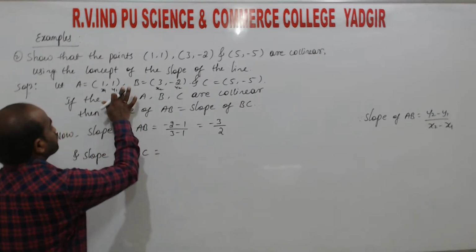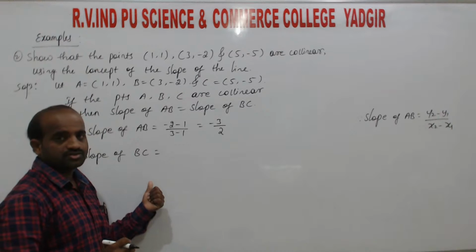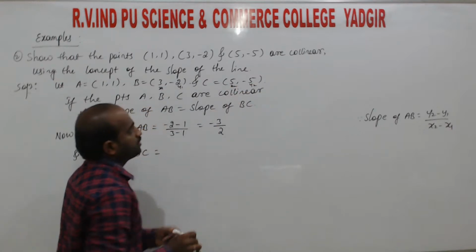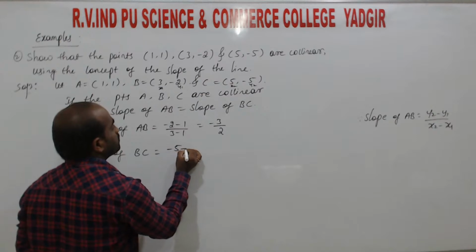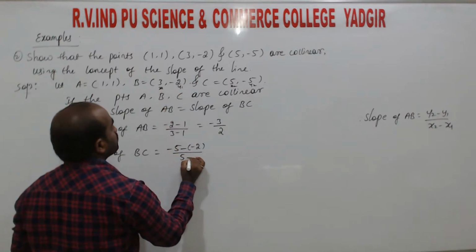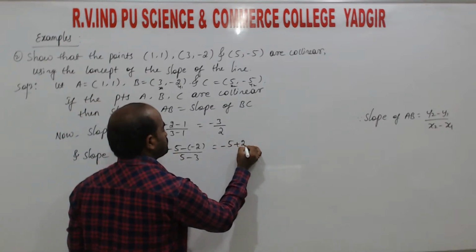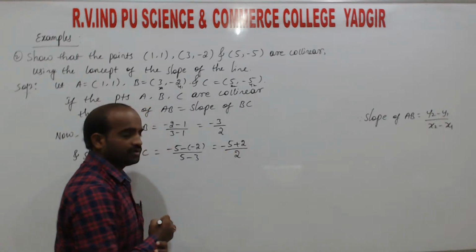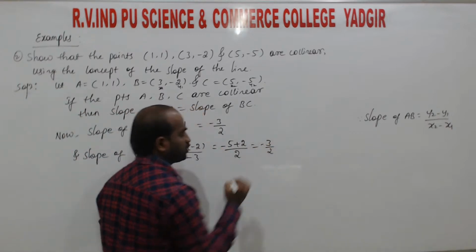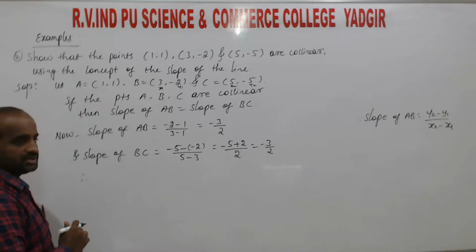Slope of BC is of the same form as AB, using B point x1, y1 and C point x2, y2. Y2 minus y1 is minus 5 minus of minus 2, divided by x2 minus x1, 5 minus 3. Minus 5 plus 2 divided by 5 minus 3 is minus 3 by 2. Therefore slope of AB equal to slope of BC.